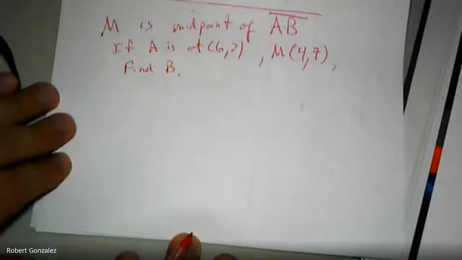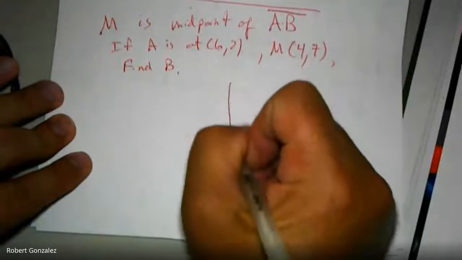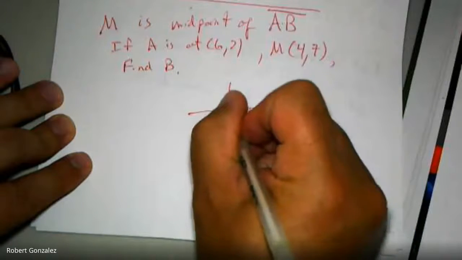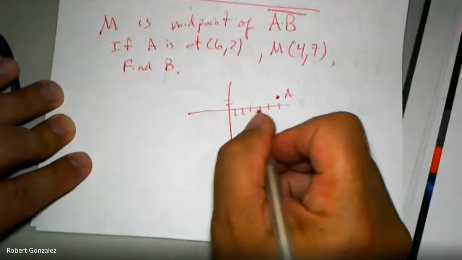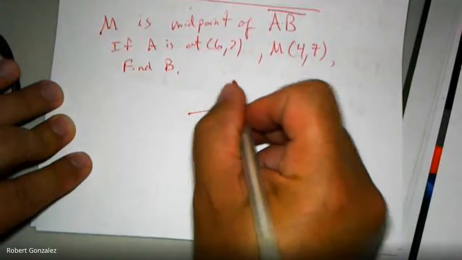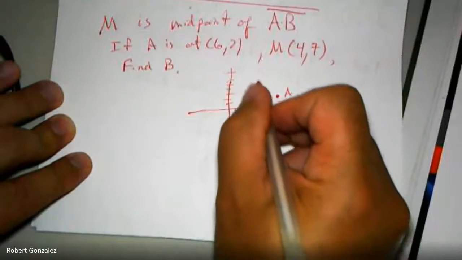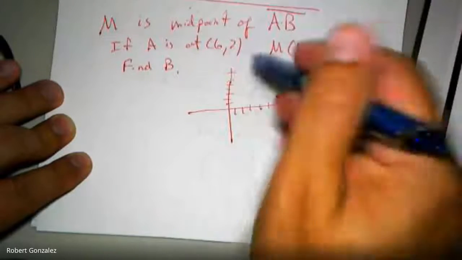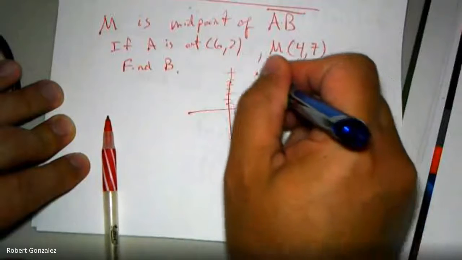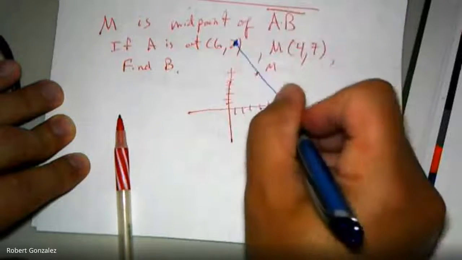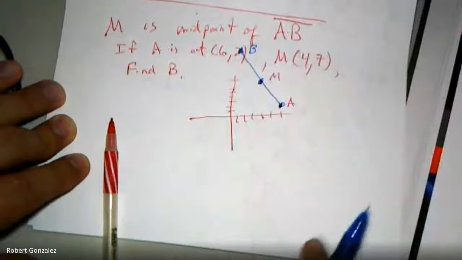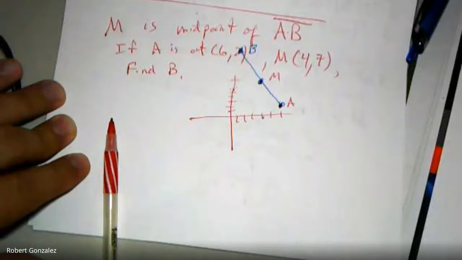Now, I would go ahead and graph it until you become really good at these. So 1, 2, 3, 4, 5, 6, 2. There's A. M is (4, 7). Looks like we're going to be somewhere off the page here. Sorry. B is going to be somewhere up here, right? So how do we find it?